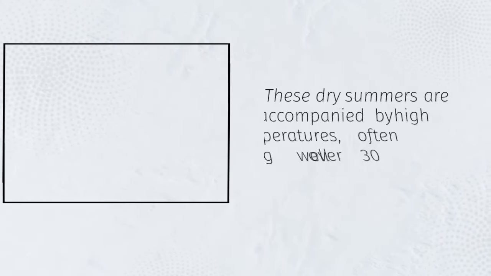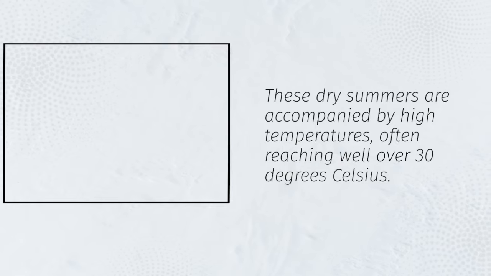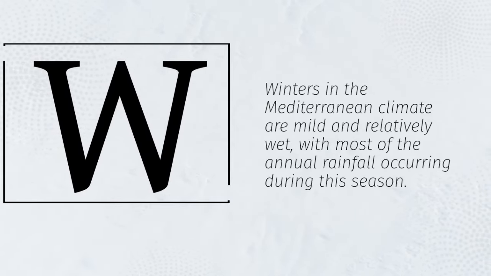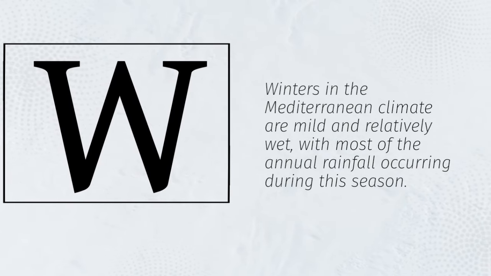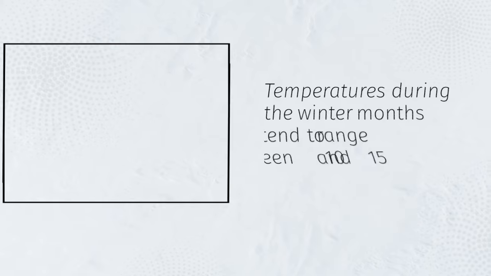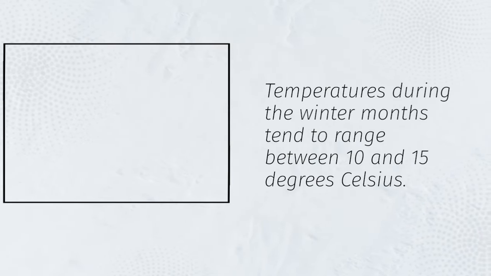These dry summers are accompanied by high temperatures, often reaching well over 30 degrees Celsius. Winters in the Mediterranean climate are mild and relatively wet, with most of the annual rainfall occurring during this season. Temperatures during the winter months tend to range between 10 and 15 degrees Celsius.